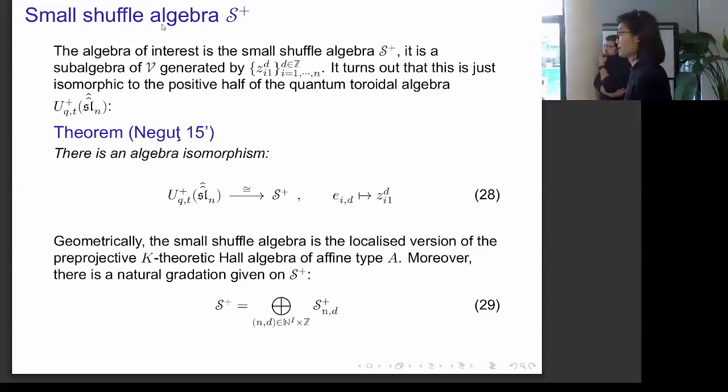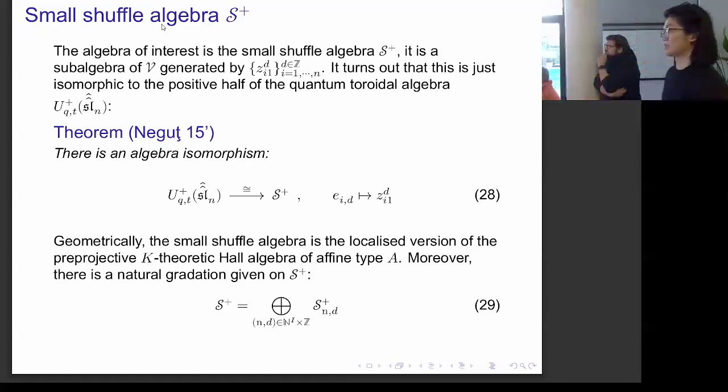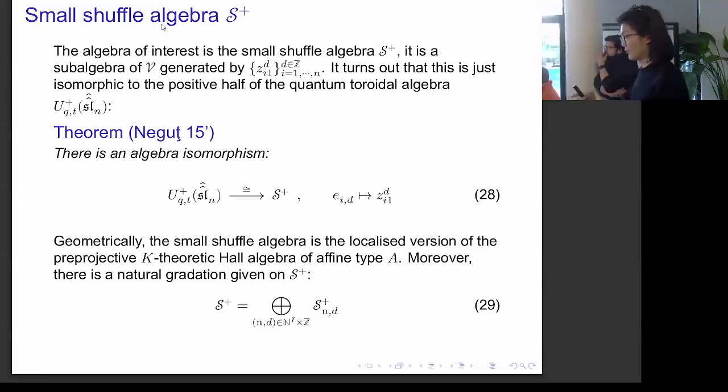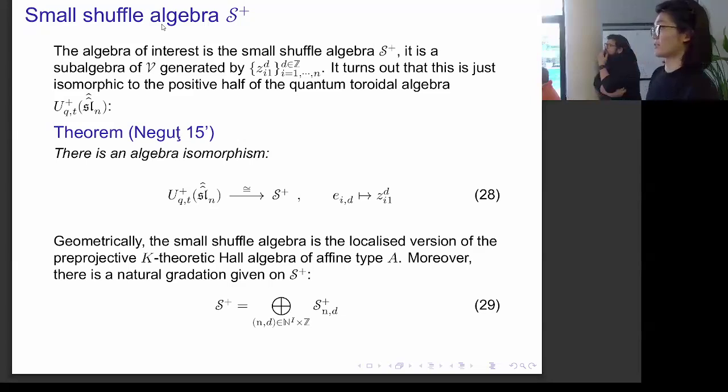Actually, I cheated a little bit, because to prove this theorem we need to use some results, and I'm going to show them later. But for now, you can just take it for granted. If you want to prove this result, we really need the definition of what the W-algebra is, instead of this shuffle algebra. But for now, you can just take it for granted.